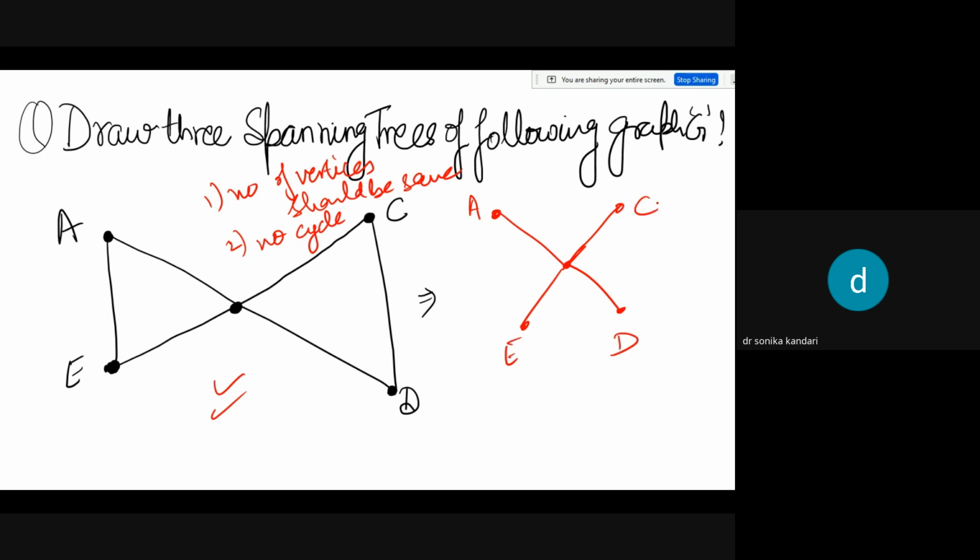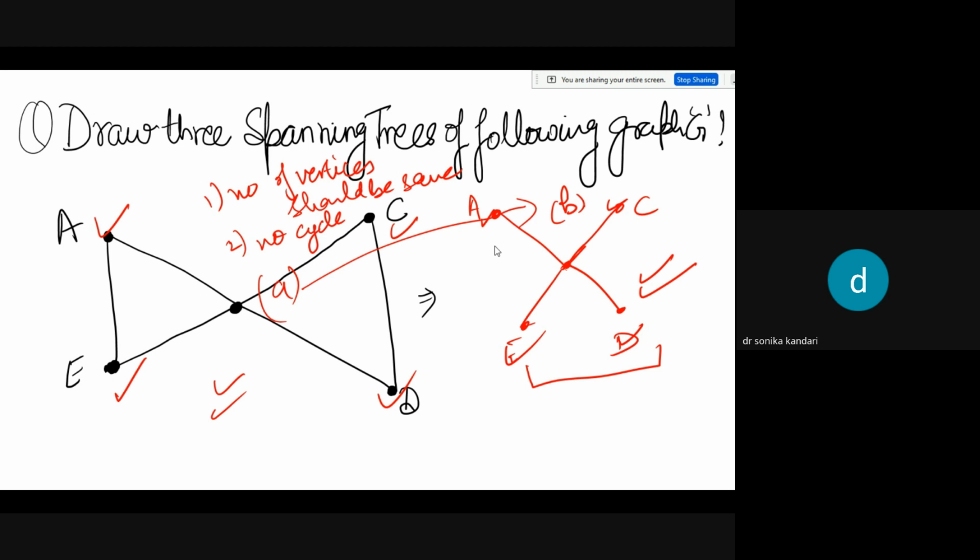Is it clear? See, 1, 2, 3, 4, four vertices. Is there any cycle in the graph that I have drawn? No. So it means B is a spanning tree of A. B is a spanning tree of A. Is it clear? Yes.